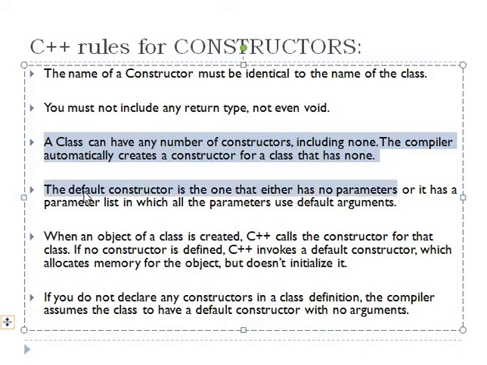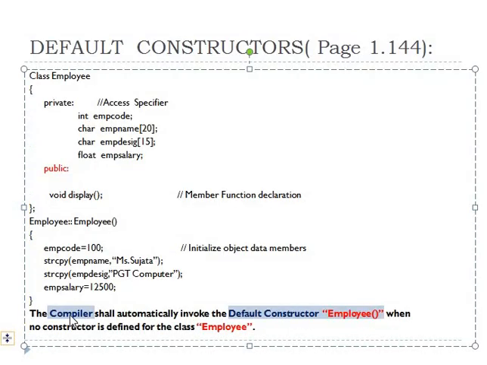Now note one thing, that the default constructor that shall be created by the compiler will have no parameters. So keep in mind that the default constructor which will be created by the compiler shall have no parameters. That's why for this class named employee, since the constructor name should also be employee, it must not contain any parameters if it has to be automatically invoked or called by the compiler.